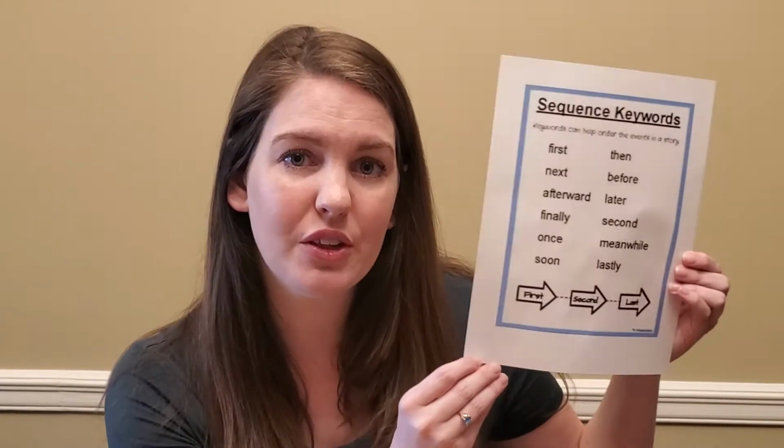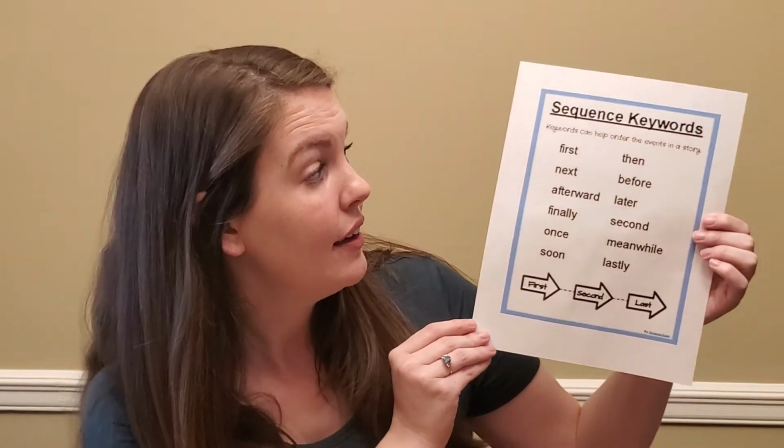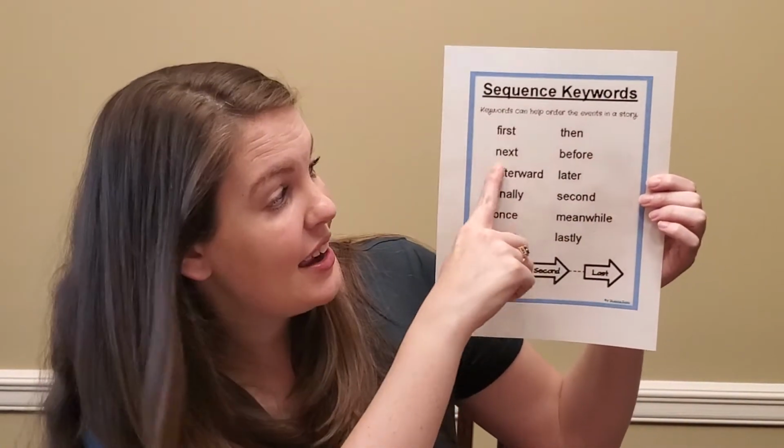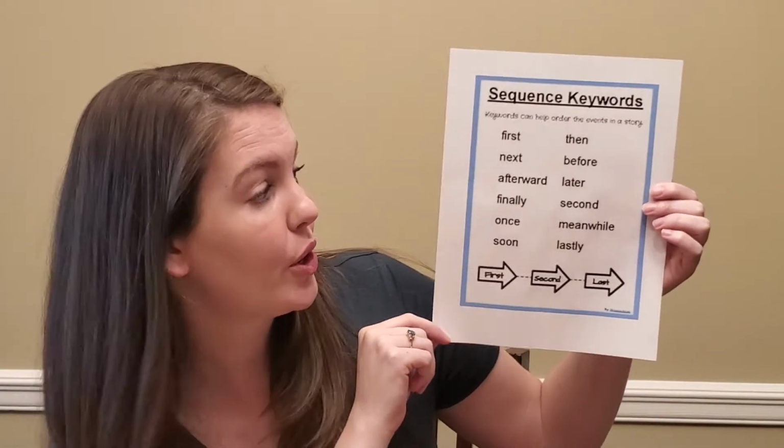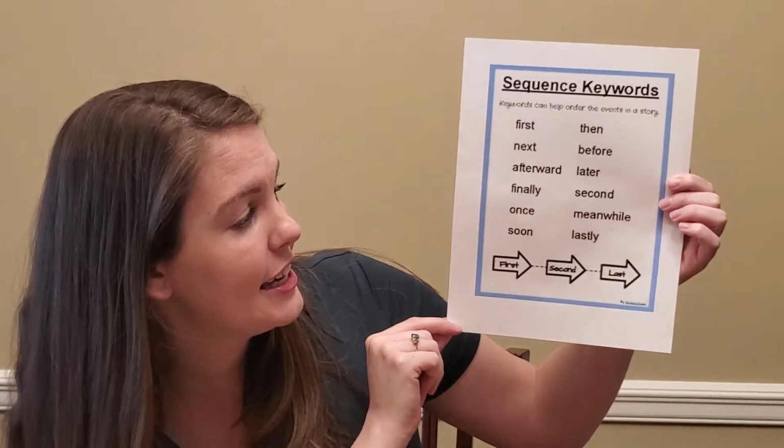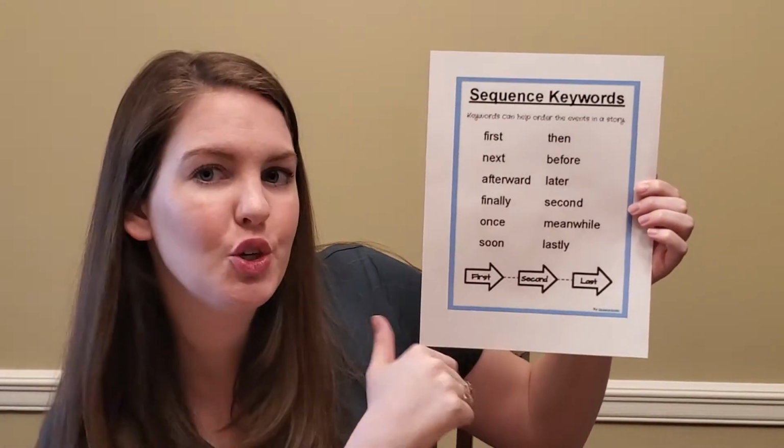So when we are reading text, there are some clue words that we can look for to help us understand the sequence. So some of these key words that we look for are words like first, then, next, before, afterward, later, finally, second, once, meanwhile, soon, lastly.